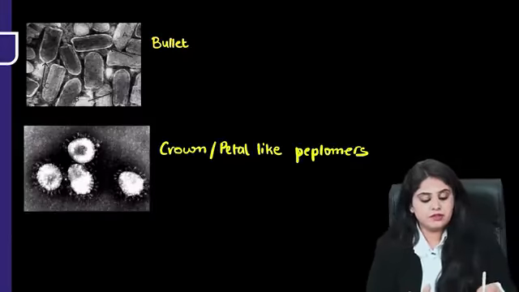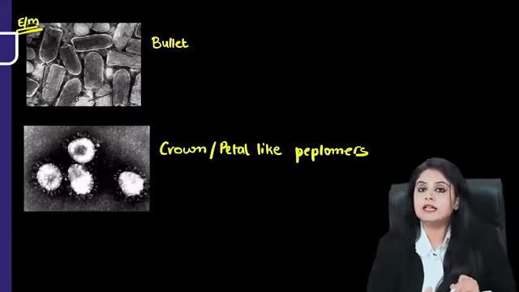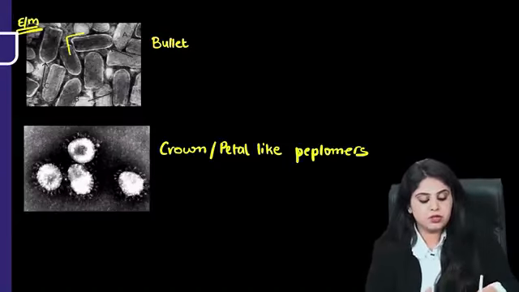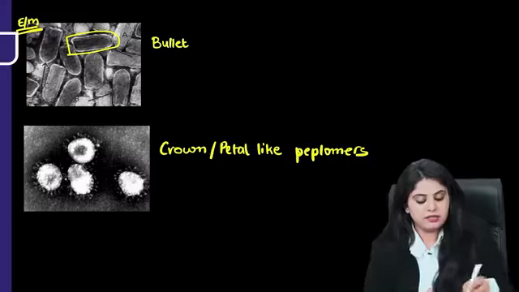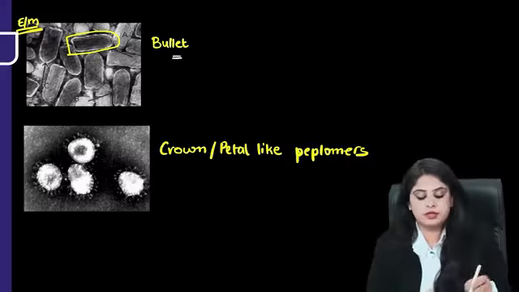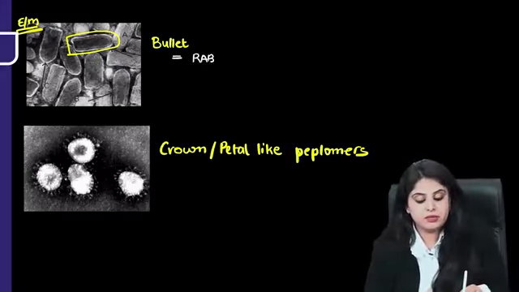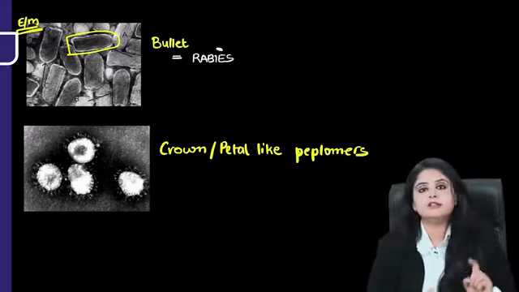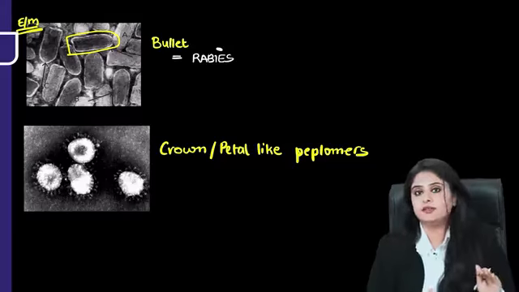Let me begin. Which is the virus? See, black and white photos. Why black and white photos? Because I'm dealing with electron microscopy. It shows you a bullet. Which virus looks like a bullet? So bullet is going to kill. If you shoot someone with a bullet, that person's gonna die. Rabies is also going to make a person die. So bullet kills, rabies kills. Bullet shaped is rabies virus.